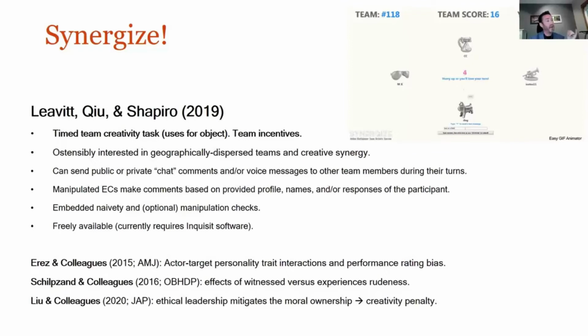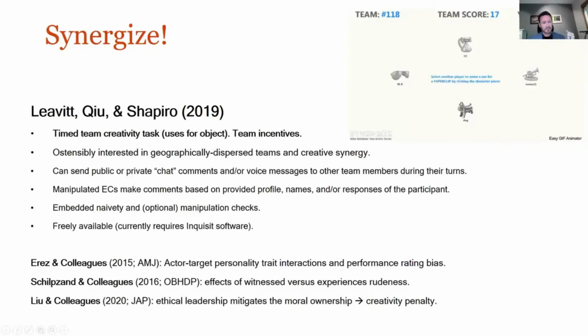And a paper that I'm not a part of, with Feng Chu and his colleagues, was just published in JAP. This is a really cool paper on the idea that ethical leadership mitigates the moral ownership creativity penalty. So there's been a lot of great research in ethics showing that the link between creativity and ethics is a negative one, and it kind of goes both ways. But in this case, just having a team leader who displays ethical behavior allows you to sort of loosen up and know that somebody else is going to manage that piece of it, which allows you to know that ethical standards will be met so you can still engage in creativity instead of having to engage in so much sort of censorship.